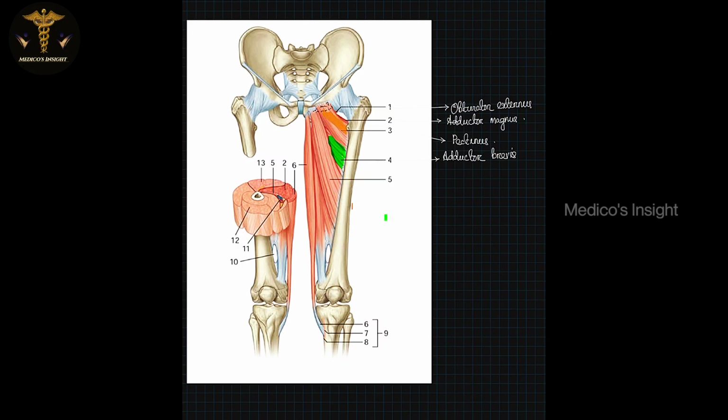pectineus. This one is pectineus, and beneath the pectineus there is adductor magnus. If we cut the pectineus muscle, we can see the adductor magnus. Okay, so let's go to another one.